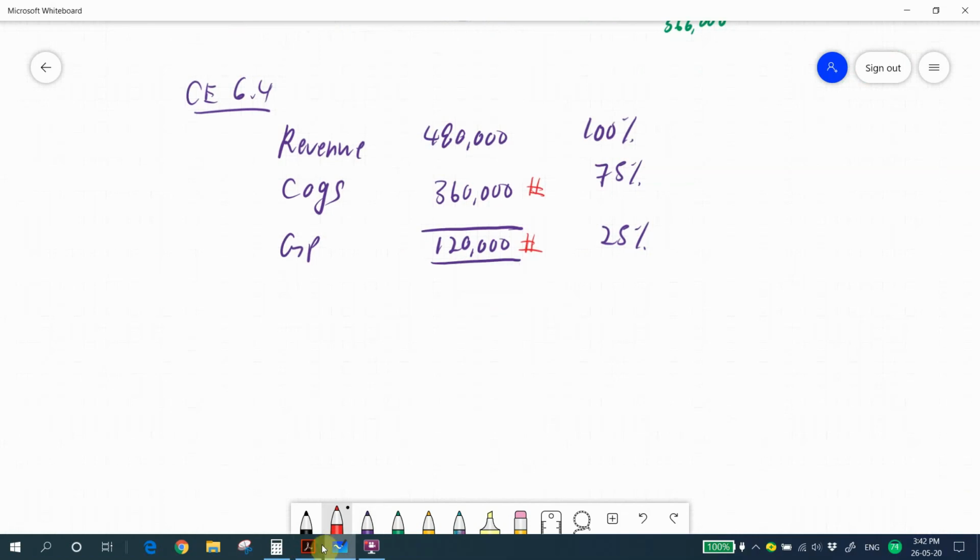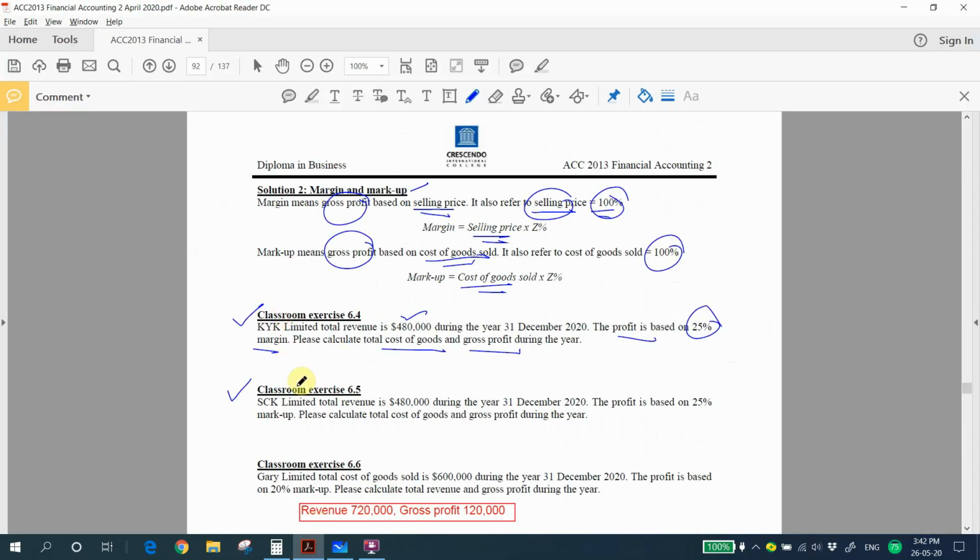Next example, classroom exercise 6.5. SCK Limited's total revenue is 480,000 during the year ended 31st December 2020. The profit is 25% based on markup. Please calculate the total cost of goods sold and gross profit during the year. So if you compare to 6.4, you can see that all the information is the same, even the profit. The difference is that one is based on margin, one is based on markup. So in this exercise 6.5, we are looking at markup.